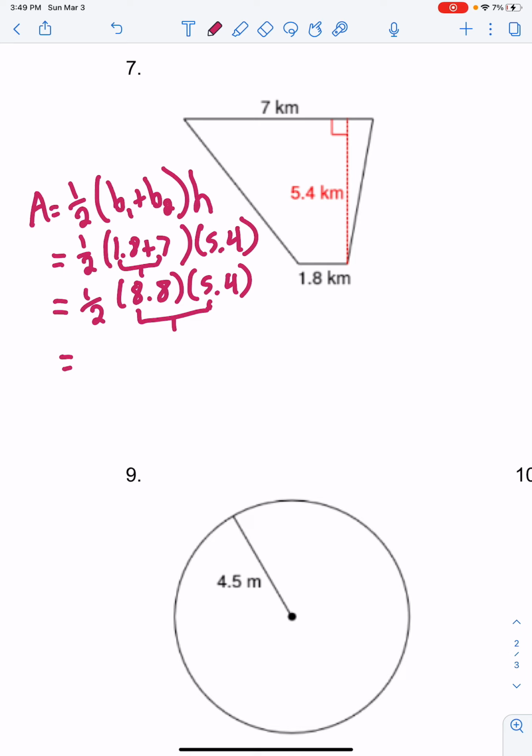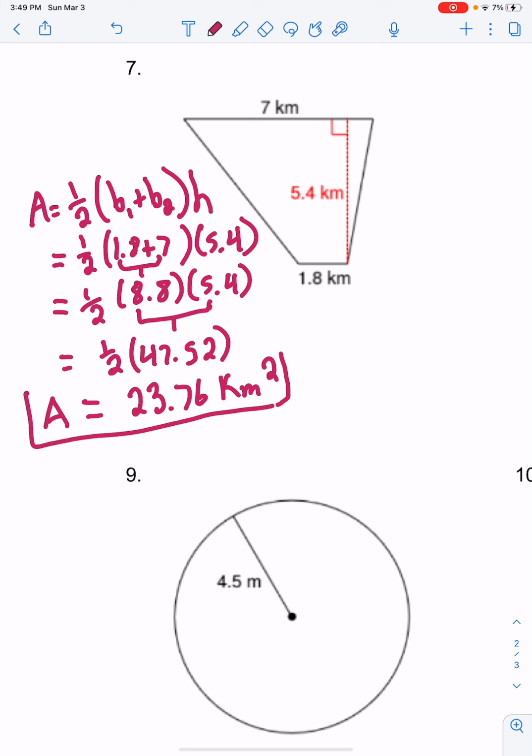8.8 times 5.4 is 47.52. And we need 1/2 of that, so we're going to divide by 2 to give us 23.76 kilometers squared. That's the area of this trapezoid.